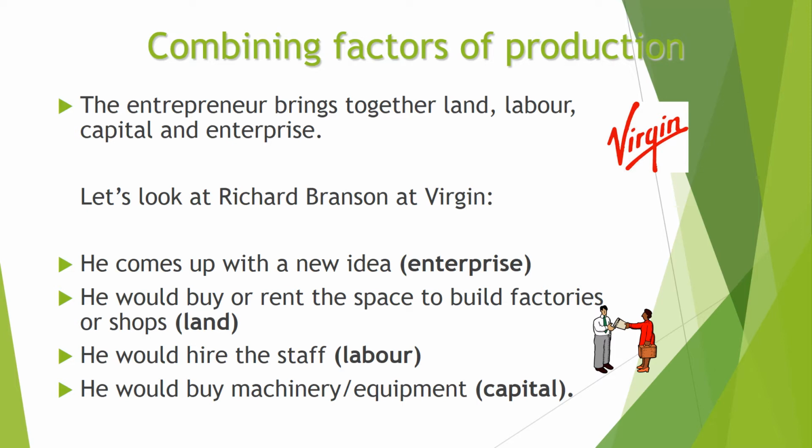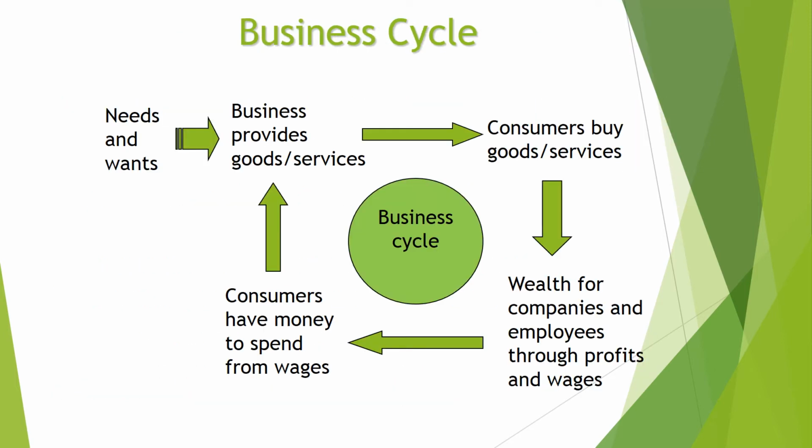Just talking a little bit now about the business cycle and how it all comes about and how our economy works. And we've talked about the needs and wants that consumers want to buy. We need the businesses to provide these goods and services. When the business provides the goods and services we want to buy, consumers will then buy them. Now, we'll come back in a sec to how they actually manage to do that.